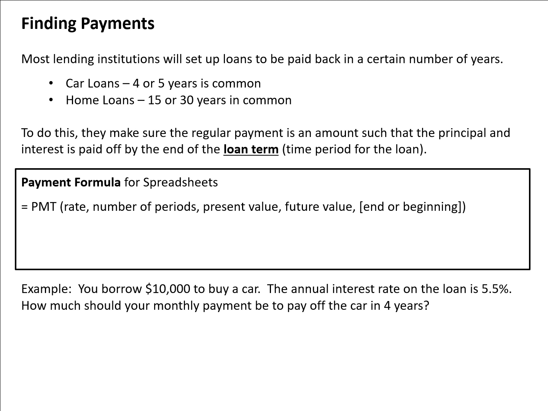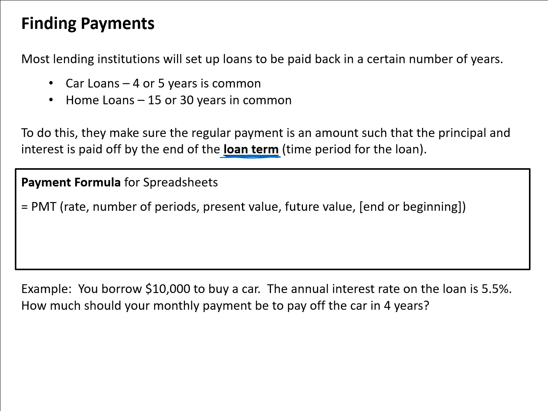But most lending organizations will set up loans to be paid back in a certain number of years, not a nice monthly payment that's a whole number. What they're going to do is set up the regular payment in an amount that will guarantee that you complete the loan within a certain time period. We call that time period the loan term.